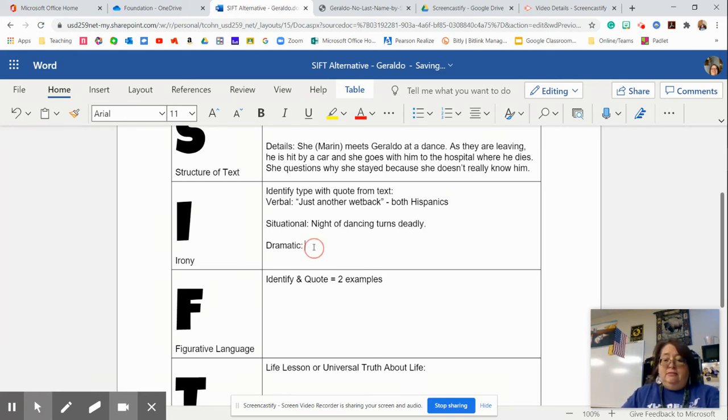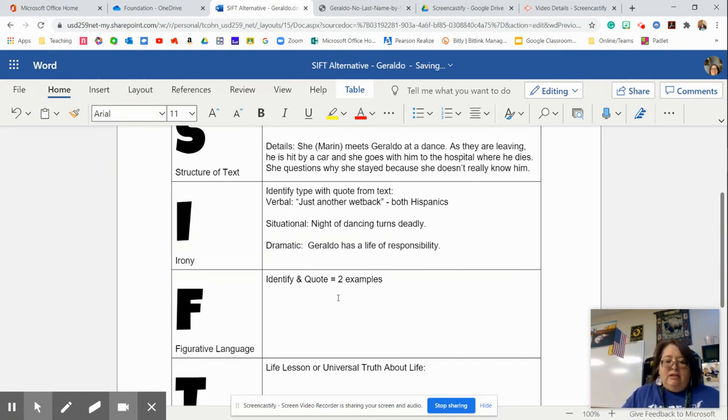Dramatic irony is in those paragraphs 8 and 9, where we learn that Geraldo has a life of responsibility, right? He lives as inexpensively as he can so that he can send money home to his family in his home country.